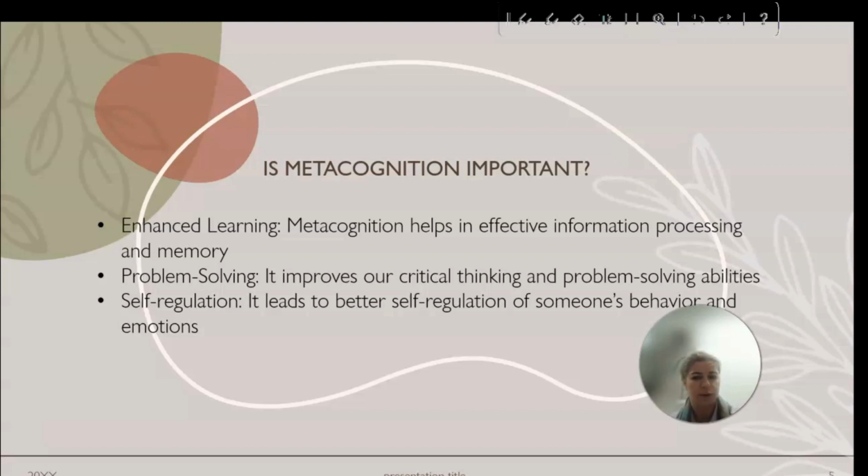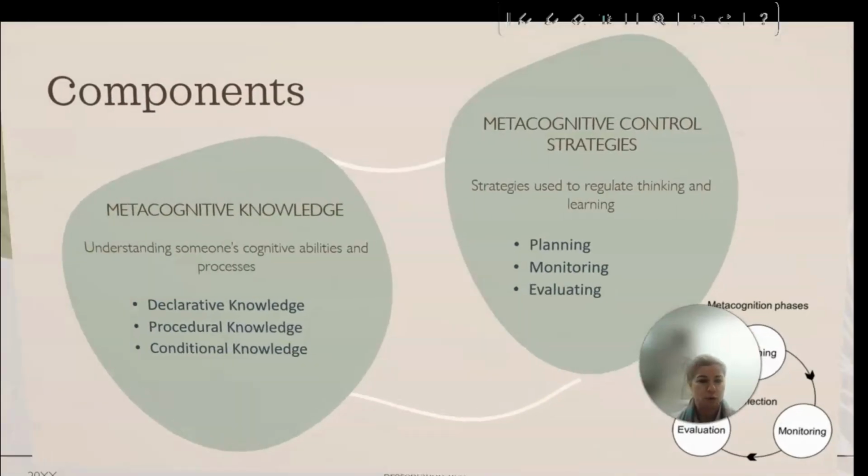Metacognition helps in effective information processing and memory. It helps in problem solving because it improves our critical thinking and problem solving abilities and self-regulation. It leads to better self-regulation of someone's behavior and emotions.